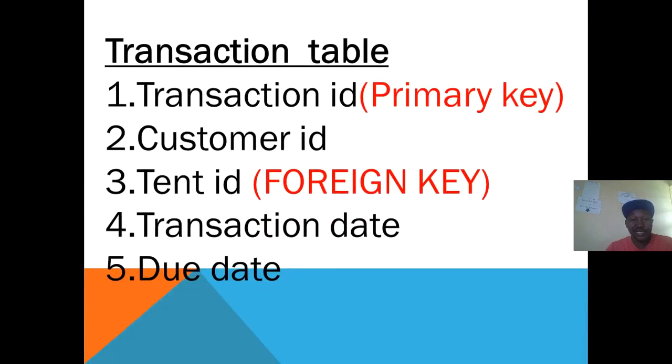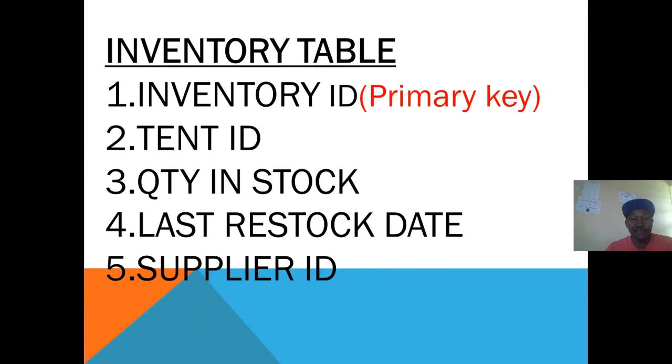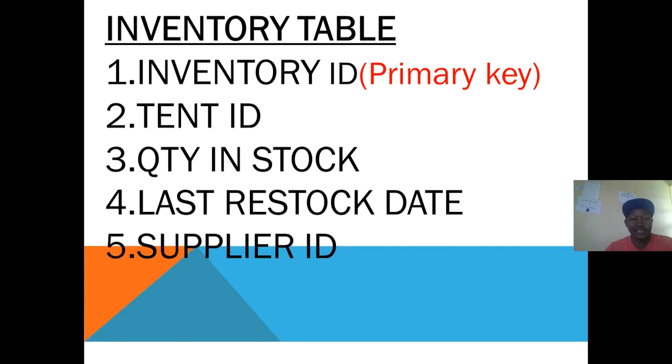We shall also have the transactions table, where we shall have the transaction ID as the primary key, customer ID and then tent ID as the foreign keys, transaction date, and due date. We shall also have the inventory table, where we shall have the inventory ID as the primary key, the tent ID as the foreign key, quantity in stock, last restock date, and supplier ID.